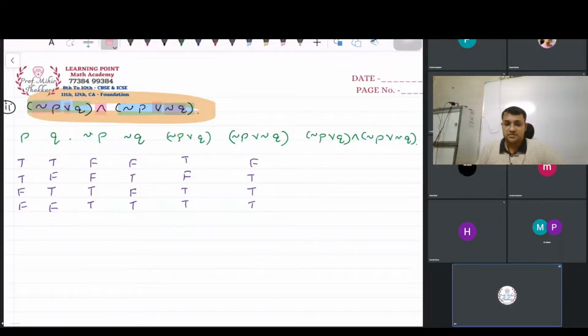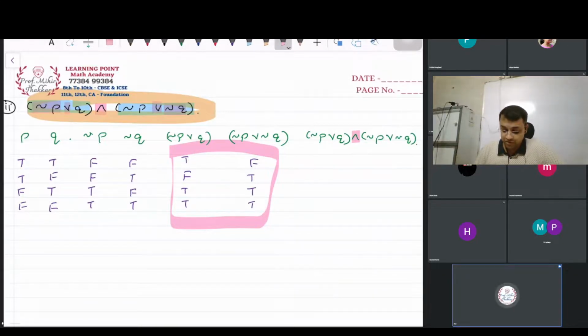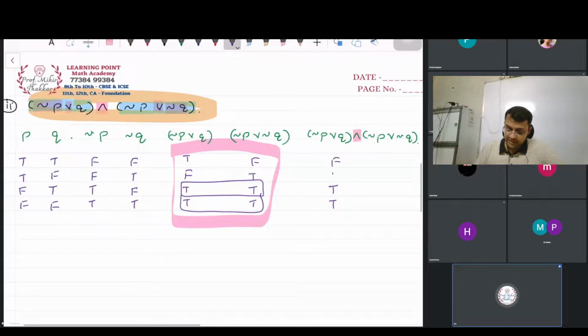And for the last, I have to now focus on these both, and the required connective is AND. So what was the answer for AND? If both the truth values are T, then the answer is T. Otherwise the truth value is false. So I can see in these two places as well as in these two places the value is TT. Therefore guys, in the last two places I will write it as T and T. In the first two places I will write it as F and F.